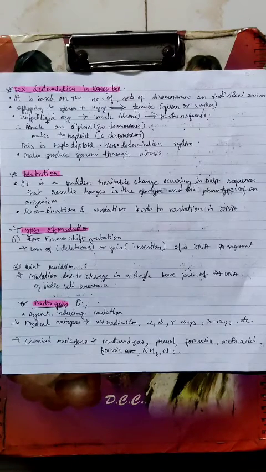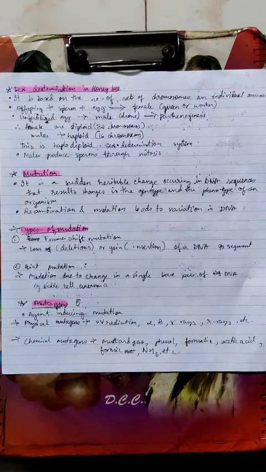Sex determination in a honeybee. It is based on the number of sets of chromosomes an individual receives. An offspring formed from the union of a sperm and an egg develops as a female, queen or worker. An unfertilized egg develops as a male drone. It is called parthenogenesis. Therefore, the females are diploid with 32 chromosomes and males are haploid with 16 chromosomes. This is called the haplodiploid sex determination system.